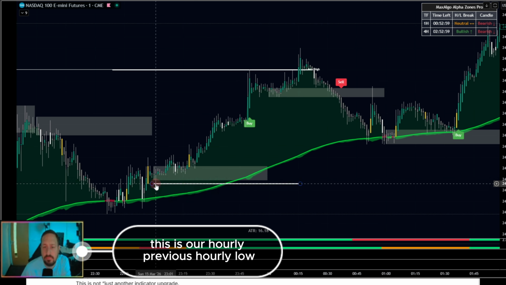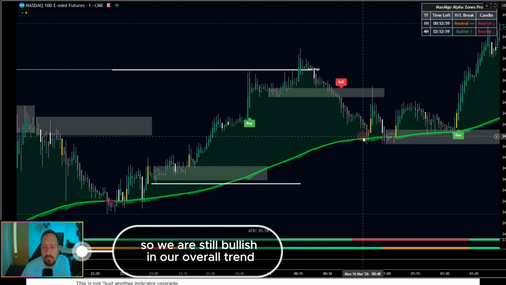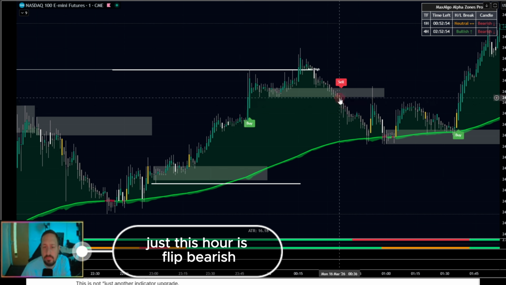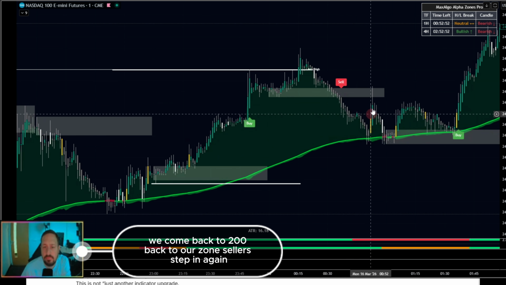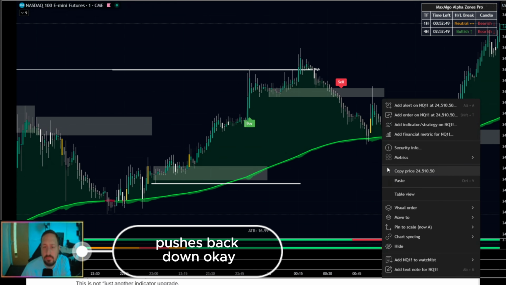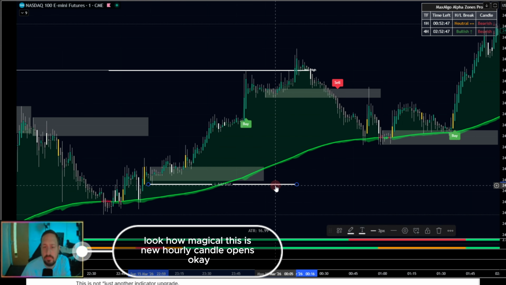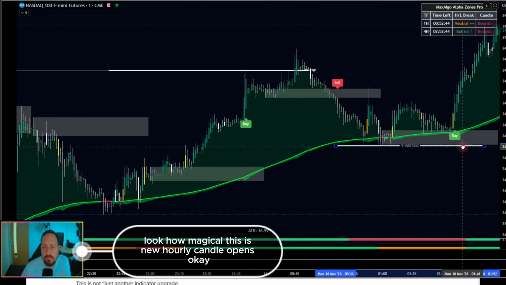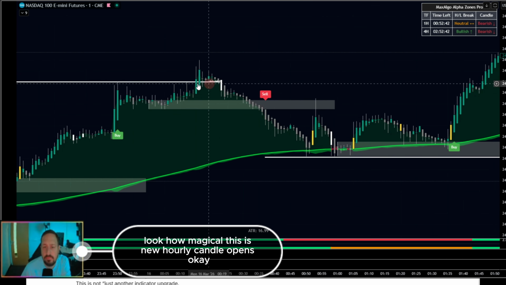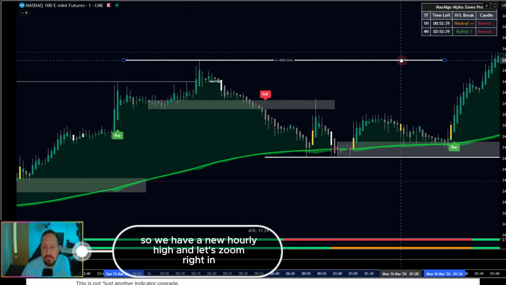This is our previous hourly low, so we are still bullish in our overall trend, just this hour is flipped bearish. We come back to 200, back to our zone, sellers step in again, push us back down. Okay, look how magical this is. New hourly candle opens. Okay, so we have a new hourly high.